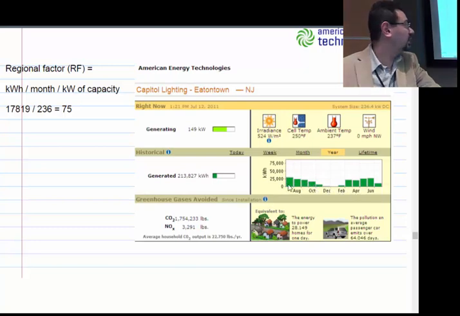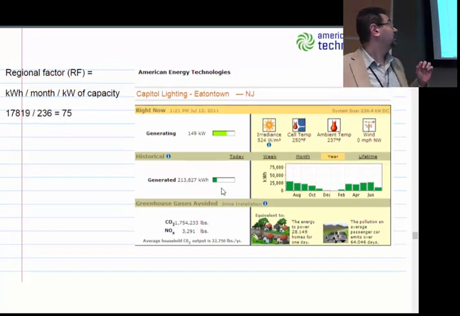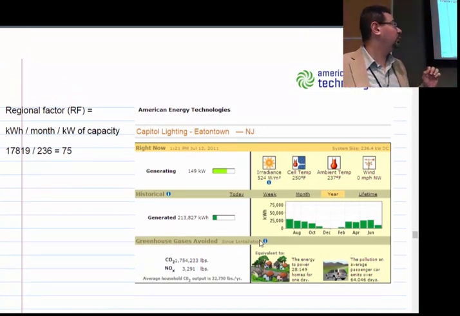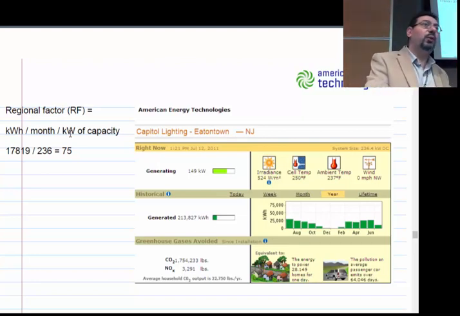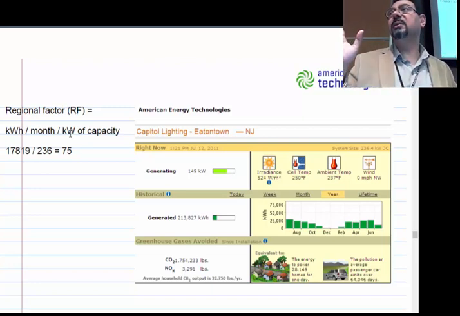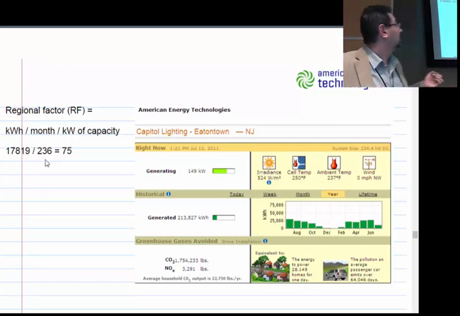Okay, and we can see the regular variation between the summer and the winter during the year. But if we divide the kilowatt hour during that month by the kilowatt on top of the roof, I put 40 kilowatt worth of PV panels. Okay, and I get, in this place they put 236. So they have 236 kilowatt of PV panel.